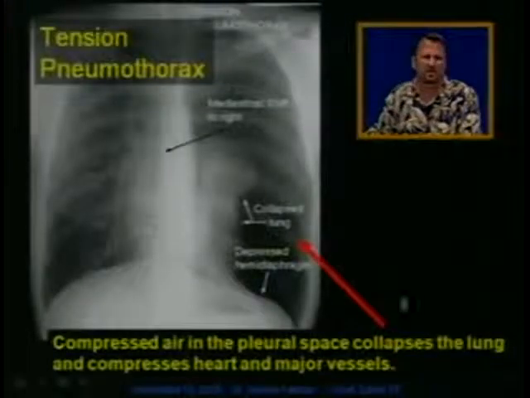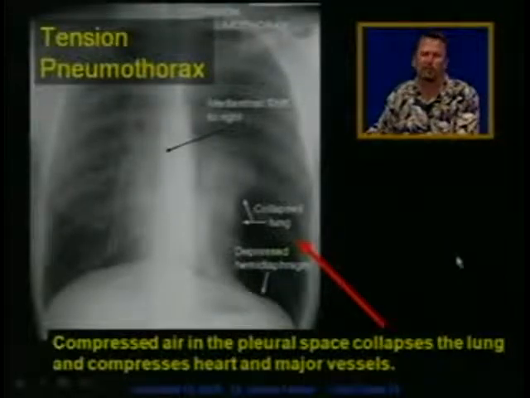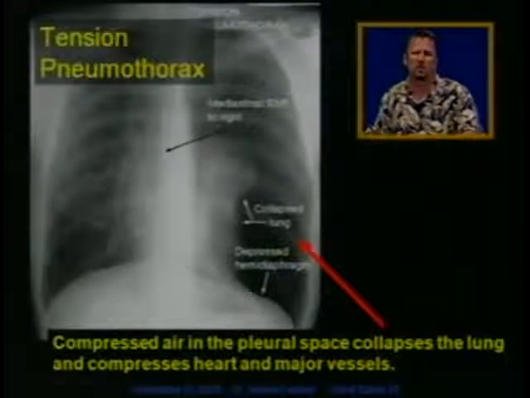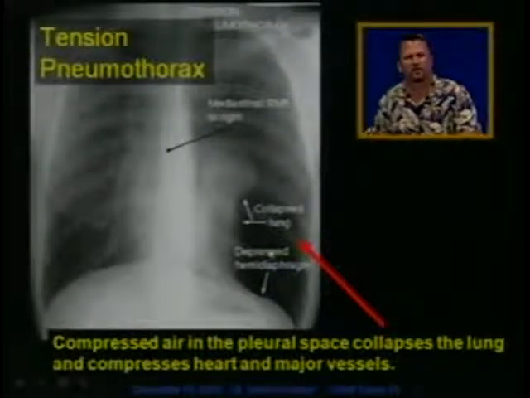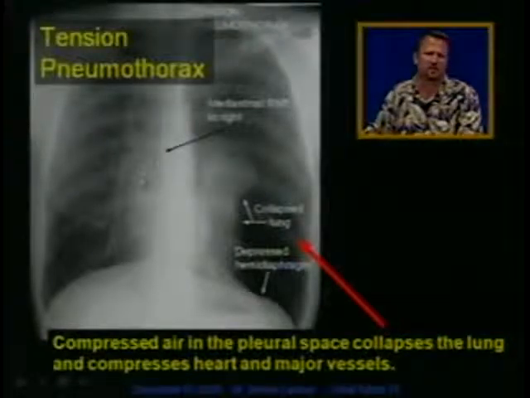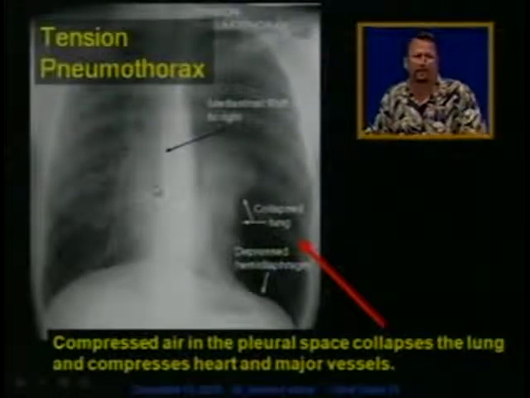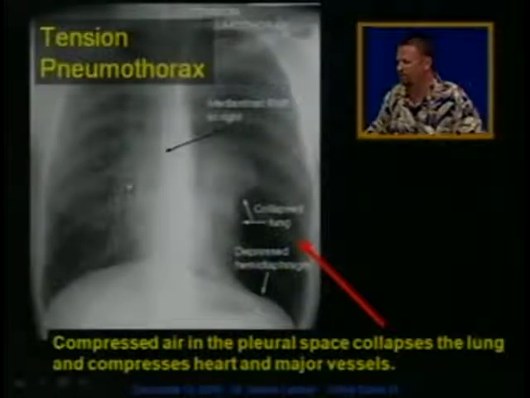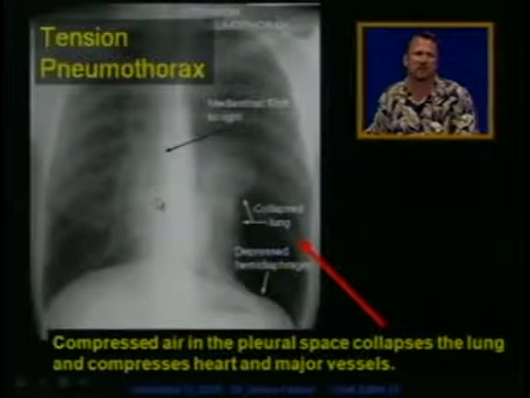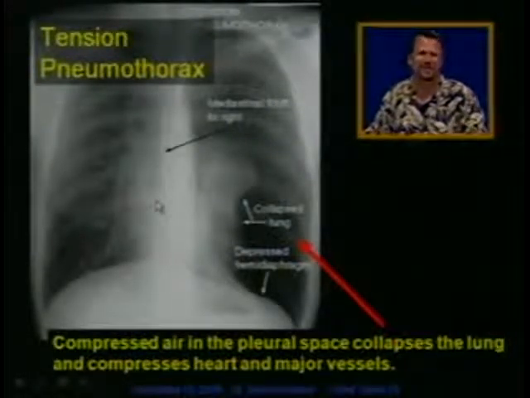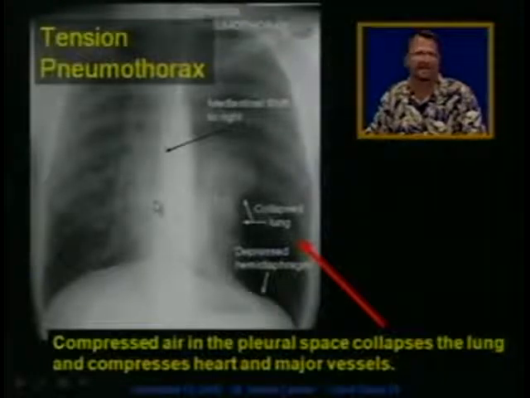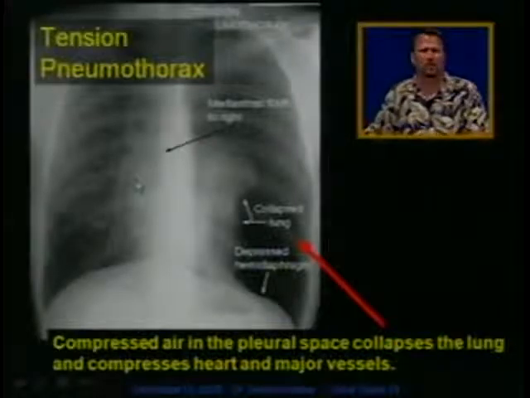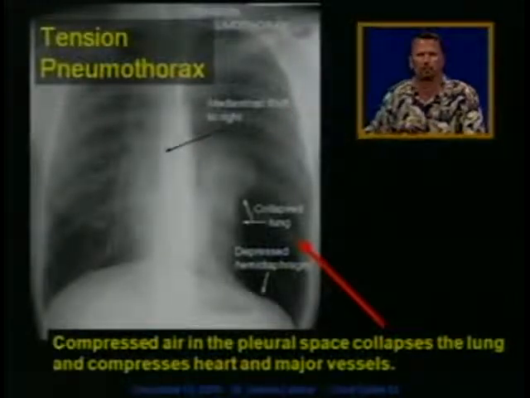So here's a chest x-ray of a tension pneumothorax. And this is different than a simple pneumothorax. A tension pneumothorax means the air continues to be added and compressed and shifts the heart and the center mediastinum across the chest wall. So compressed air in the pleural space collapses the lung, it collapses the heart and the blood vessels. And this is what makes tension pneumothorax so deadly, is because that air compressing on the heart does not allow the heart to fill with blood, and that means the heart cannot pump blood.